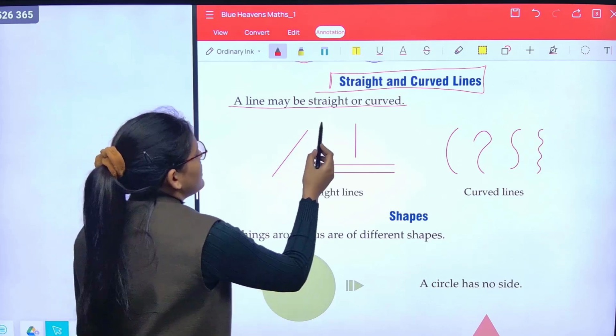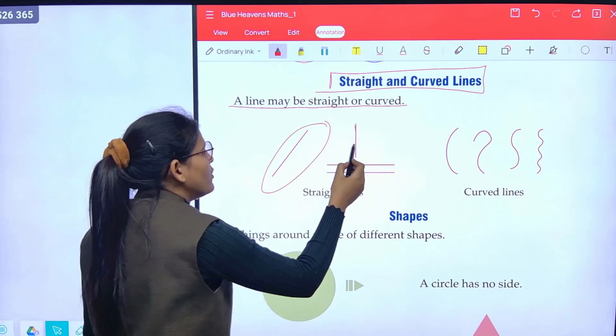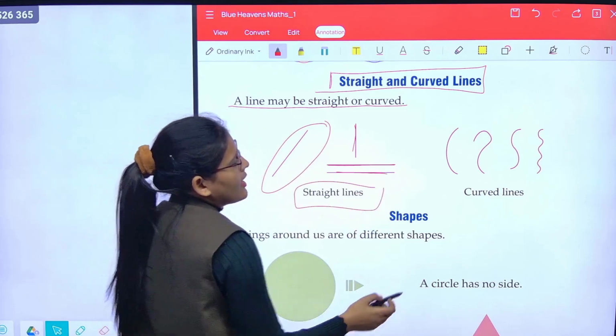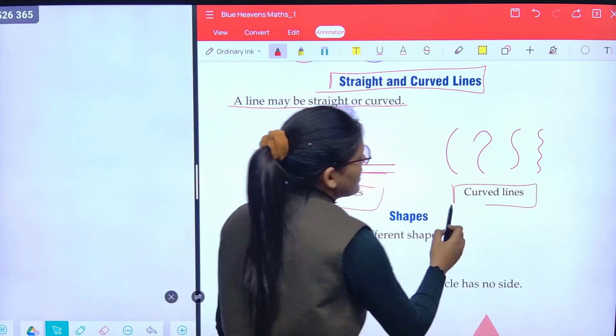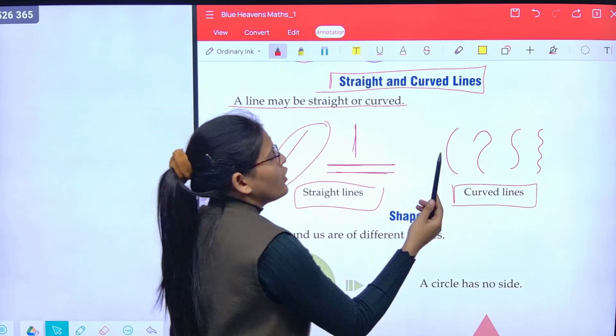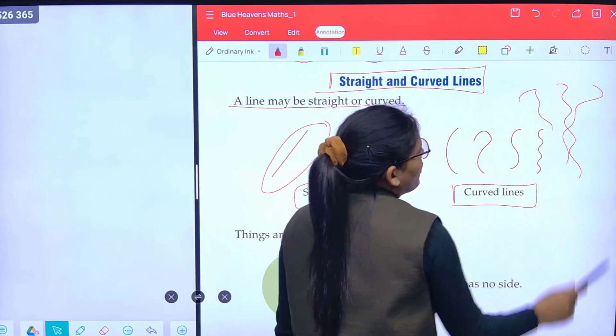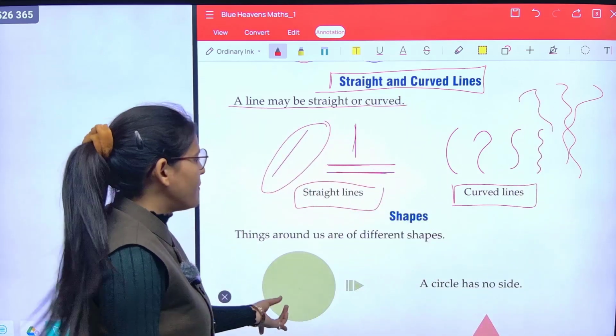Now class see, these are straight lines. जो एकदम सीधी होती है वो क्या होती है? Straight lines होती है. And class, these are curved lines, जिनका कोई शेप नहीं होता क्लास. ये कहीं से भी हम आपको स्टार्ट कर सकते हैं. ओके. These are curved lines.